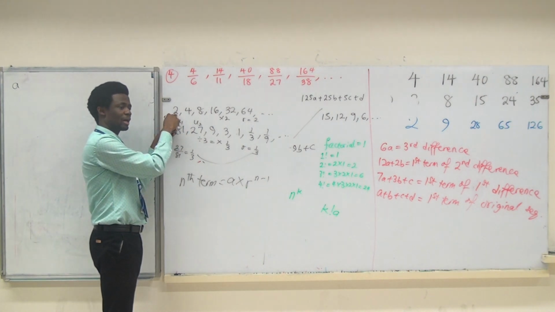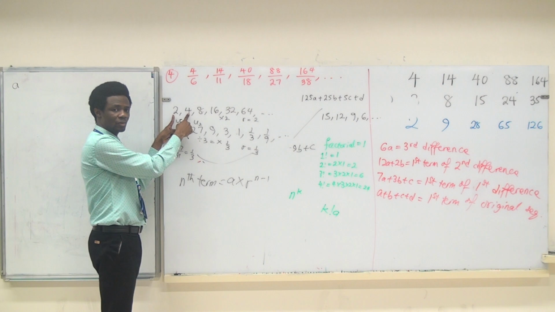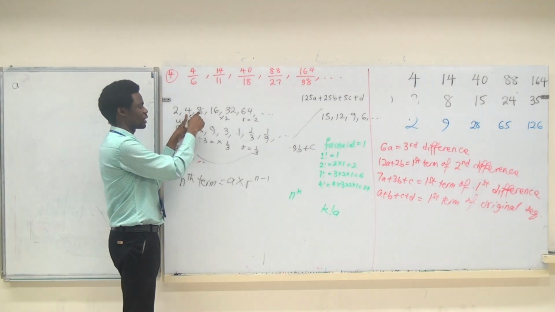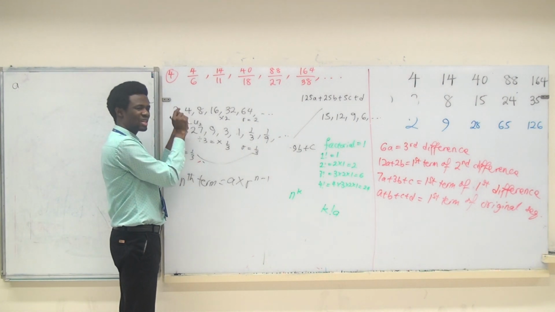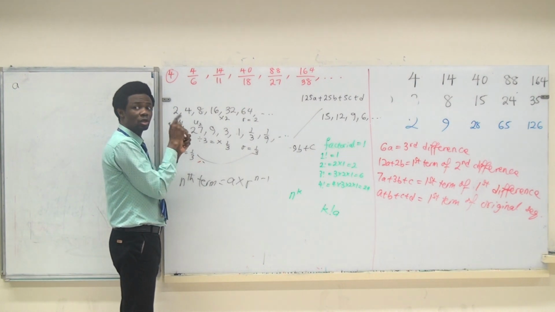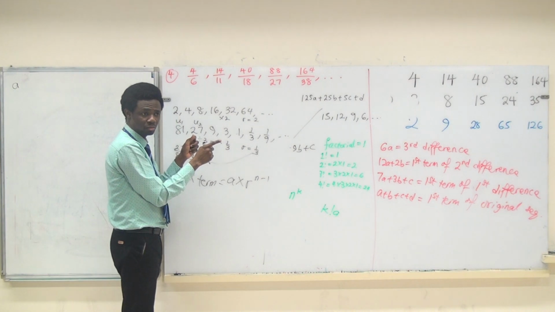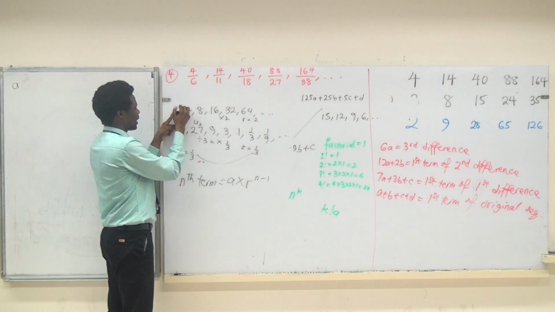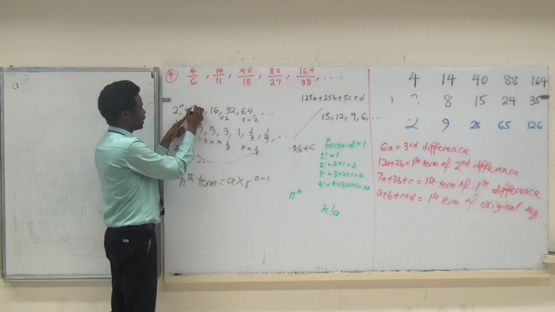What do we do to the first term to get the second term? Times 2. What is that 2 you are multiplying? What is that 2 called? Common ratio. Does it make sense? So you multiply by the common ratio to get this. Multiply by the common ratio to get that.